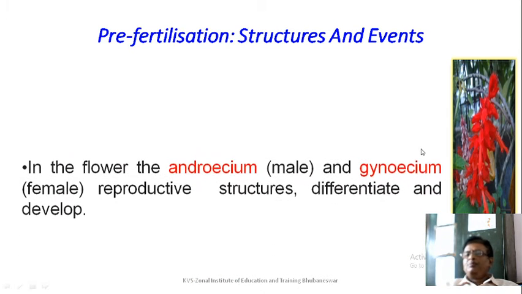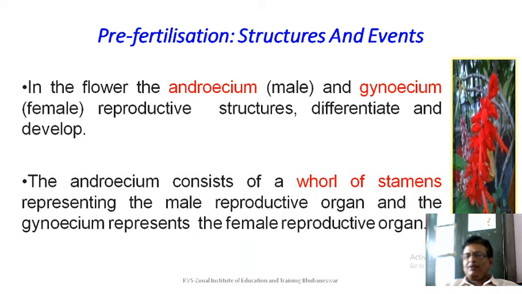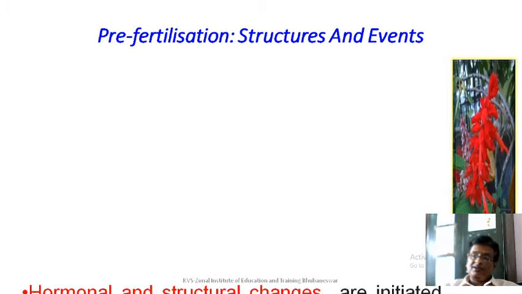What are the different pre-fertilization structures and events? We know that in the flower the androecium and gynoecium are the reproductive structures. They differentiate and develop. The androecium consists of whorls of stamens representing the male reproductive organ and the gynoecium represents the female reproductive organs.